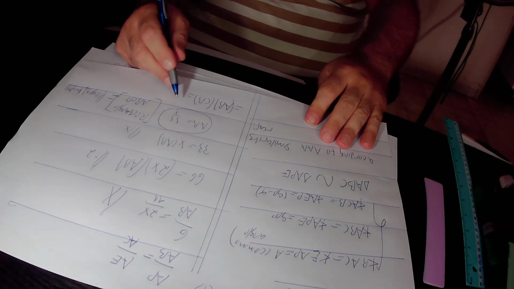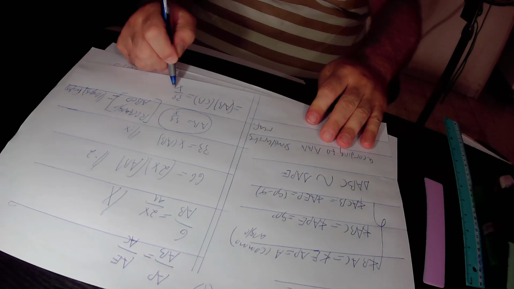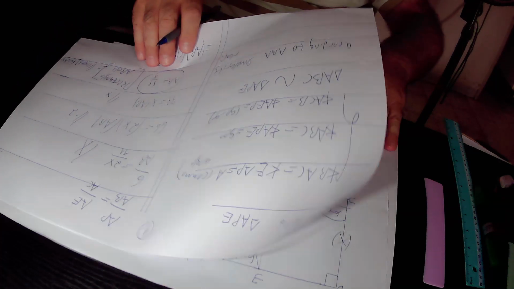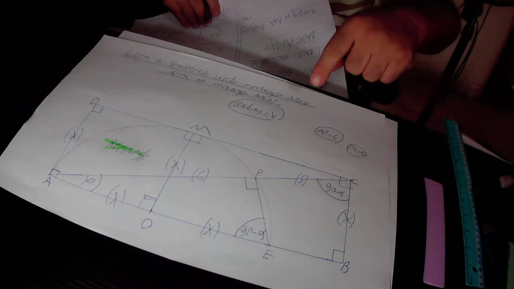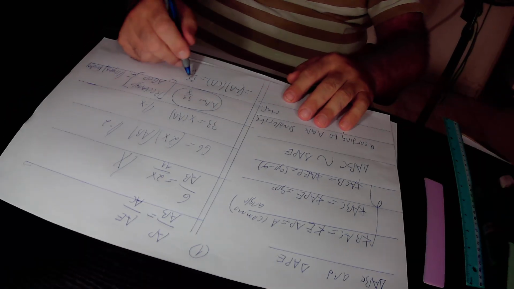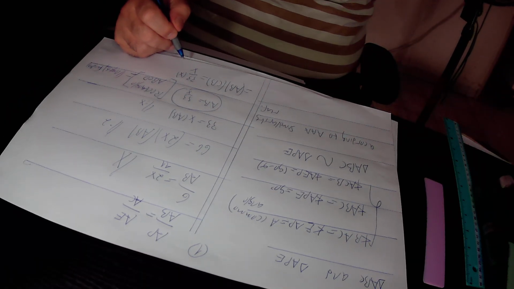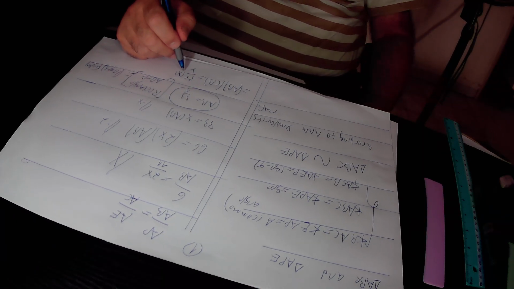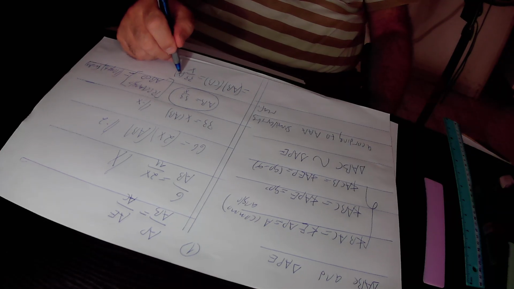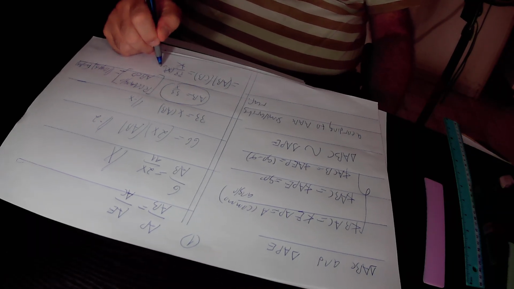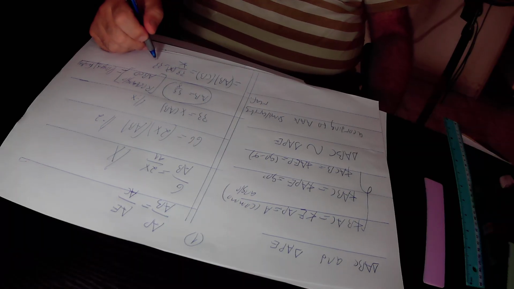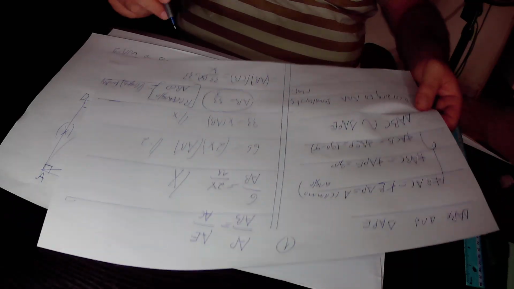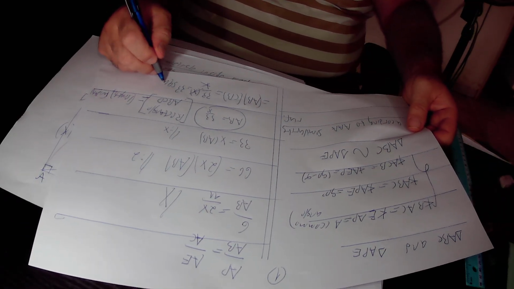AB is 33 over x, and CB is x. So in total, we should find out that the area of rectangle ABCD equals 33 over x times x. We have x in the numerator and x in the denominator, so x will get cancelled, and we are left only with 33. So the area of rectangle ABCD is equal to 33 square units. That is the answer to the question.